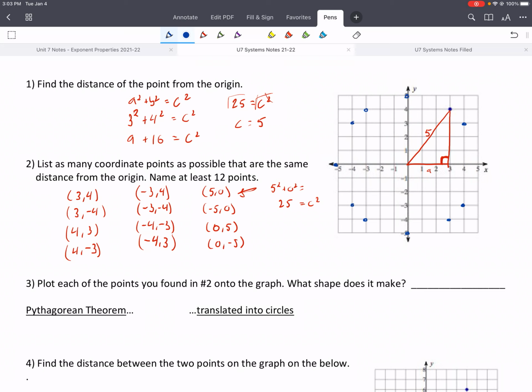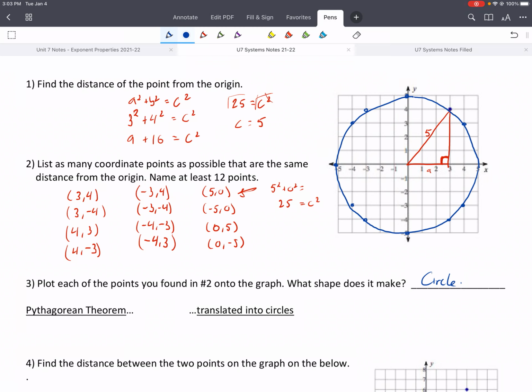Okay, so what shape does that look like if we were to connect all those dots? It makes a triangle, makes a circle. It makes a triangle. Okay, so that gives us a circle.